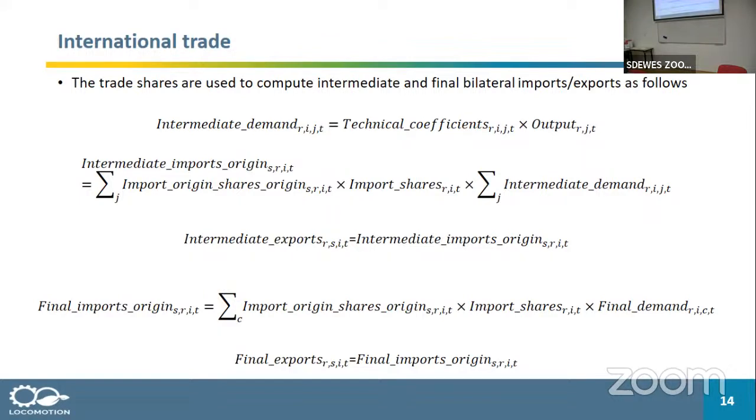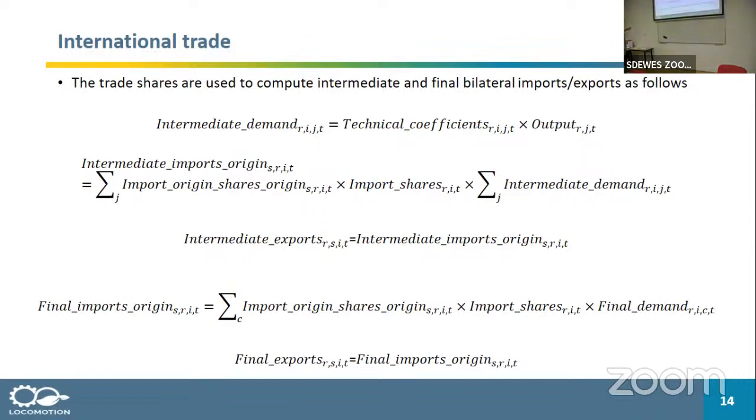We multiply by the technical coefficients, and we have the intermediate demand. The intermediate demand is how much steel is required to produce a car in Germany. How much steel? But we don't know if this steel is imported or domestically produced. In order to see this, we multiply the demand by the import shares and the import shares by origin. And then we have the intermediate imports by origin. So this is what we do.